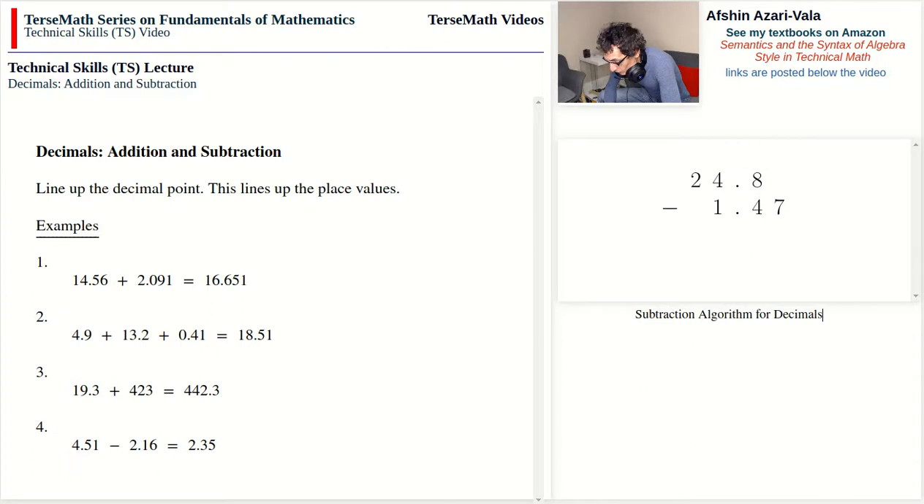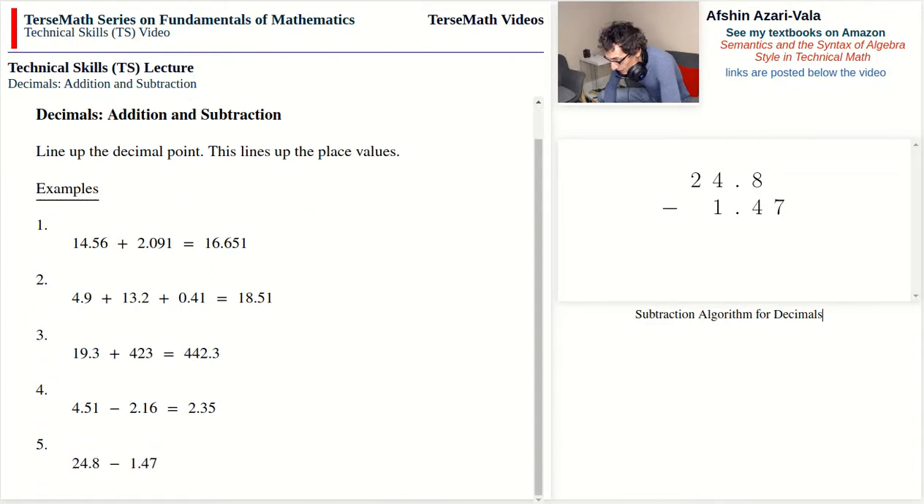And we move on to the next problem, which is 24.8 minus 1.47. Now we set this up, and actually I already have done that. So the decimal points line up again. Now here you have to be careful. You may not pull the 7 down. If the 7 was on top, you could do that. But if the 7 is down here, you cannot pull it down, because this 7 should be subtracted from something on the top, and in fact we have a 0 on the top.